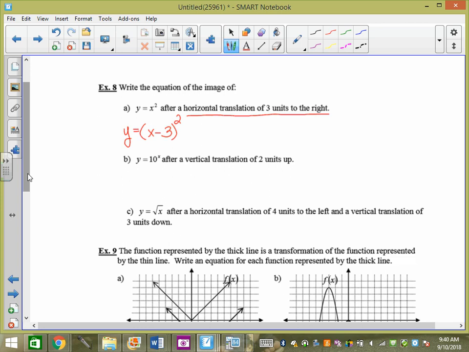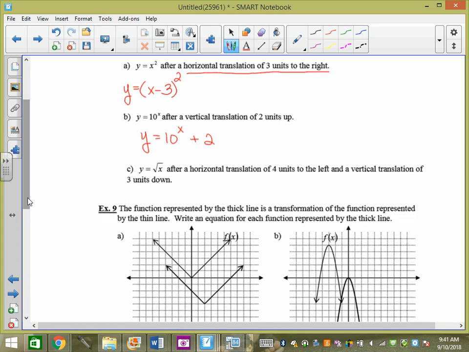B, y equals 10 to the power of x. It's an exponential function, which we will be doing this year. After a vertical translation, 2 units up. If it was right or left, it would join here. So we'd have y equals 10, say if it was 3 to the left, we'd go x plus 3. It would join our x. But it's not that. So where's it going to go? y equals 10 to the x plus 2. The same height as that 10, right? If it's with the exponent, it's with the x, and we don't want it with the x because it's not vertical.